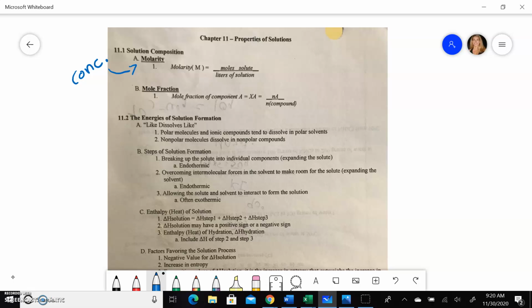First of all, its symbol is a capital M. So don't confuse this with a lowercase m or moles or meters. There's a lot of M's in chemistry, but a capital M is going to be molarity. It's the moles of the solute. And remember, the solute is the thing that gets dissolved.